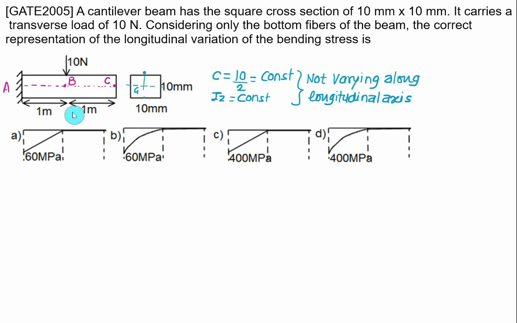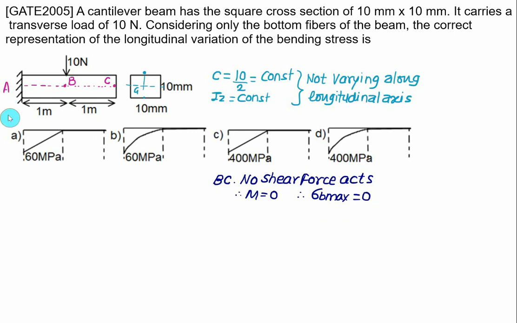Between B and C here there is no shear force acting, that is, no load is acting between B and C. Therefore for the portion BC the bending moment will be equal to 0. So for the section of the beam from B to C, no shear force acts. Bending moment is 0, and if the bending moment is 0, sigma b maximum value is also equal to 0. But for B to A, the bending moment will exist, and the bending moment is a strong function of the distance x from the point load which is acting at point B.